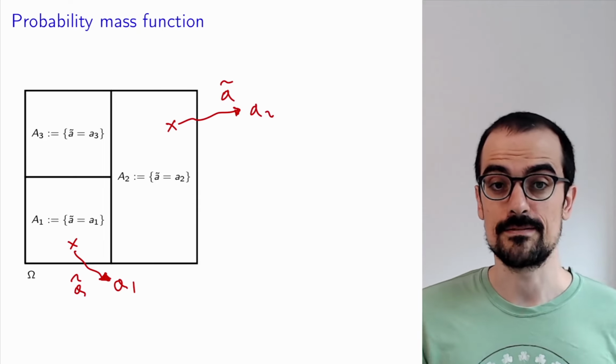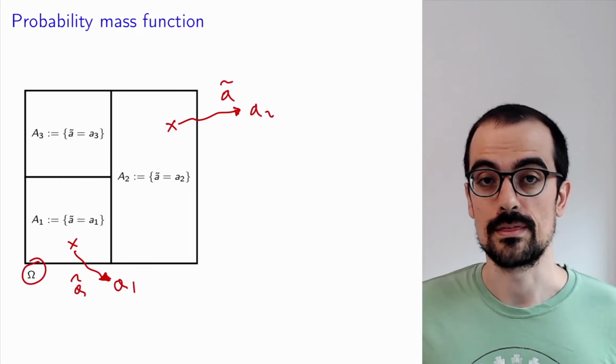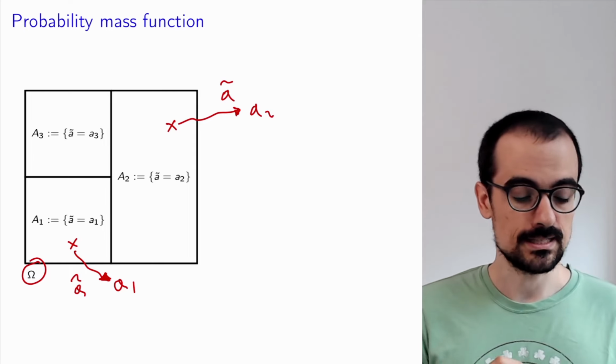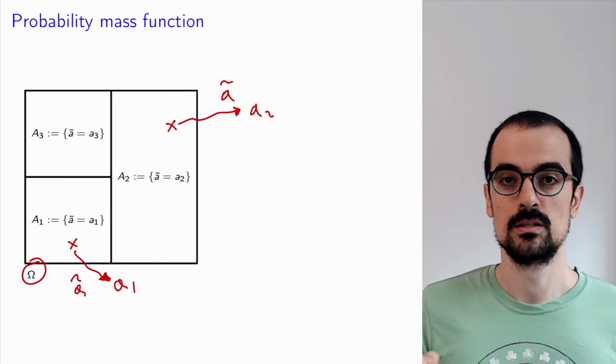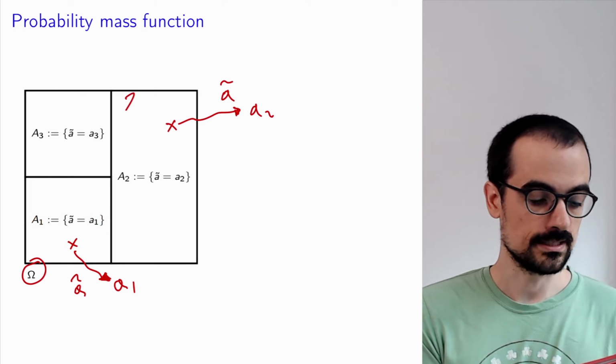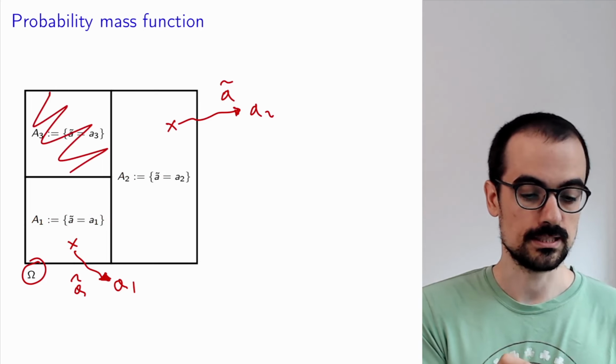So again, this is a Venn diagram. We see the sample space, that is this square with area 1, and inside we have outcomes, and what the random variable does is it maps these outcomes to different values. Here is the event, or the set of outcomes that map to A1. Here is the set of outcomes that map to A2. Here's the set of outcomes that map to A3. So those are events because they're sets of outcomes.